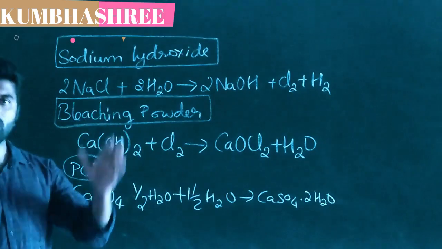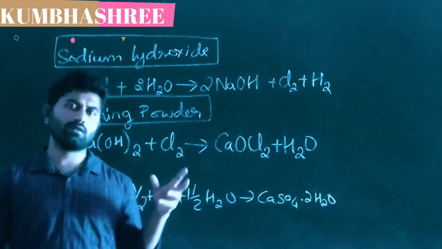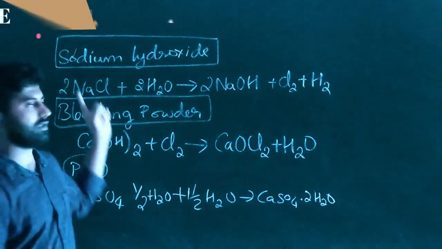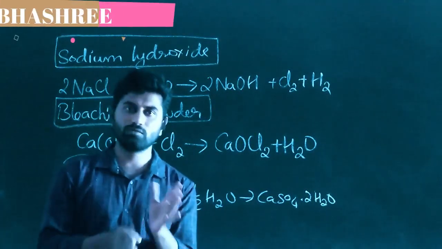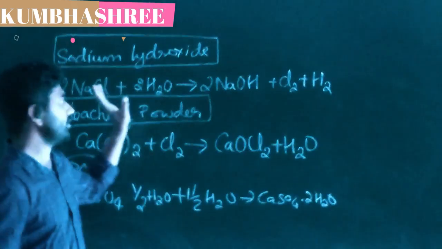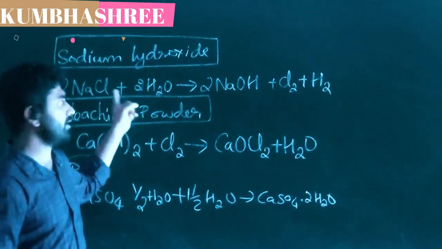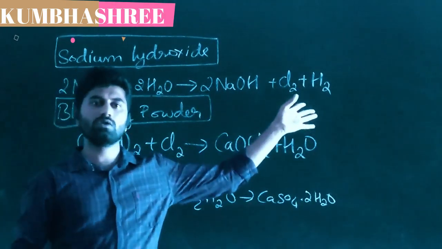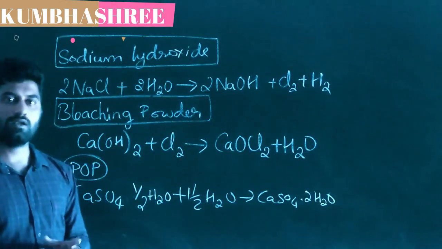Okay, we are at the end of the concept: how chemicals are obtained from common salt. See, if you read the textbook, it is clearer. I am just briefly explaining sodium hydroxide and how it is formed. Sodium chloride combined with water gives sodium hydroxide, along with chlorine and hydrogen being released.